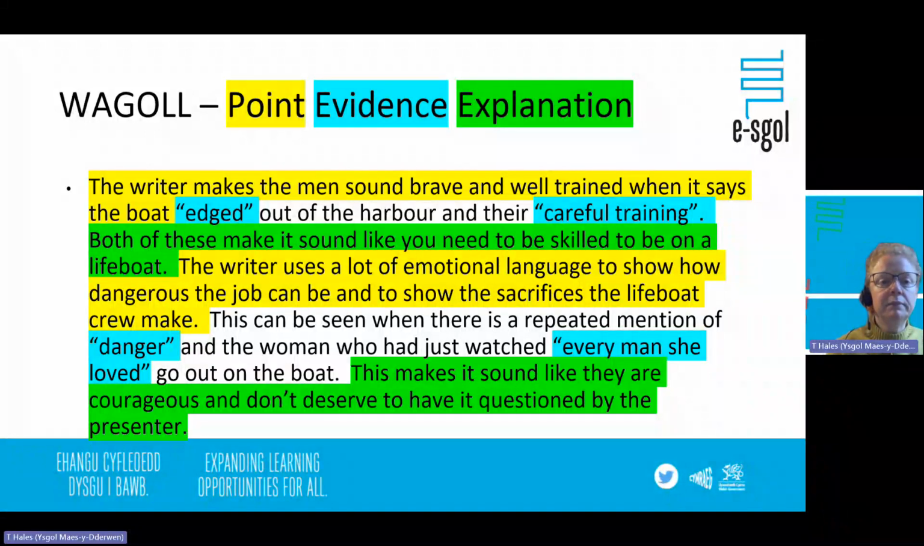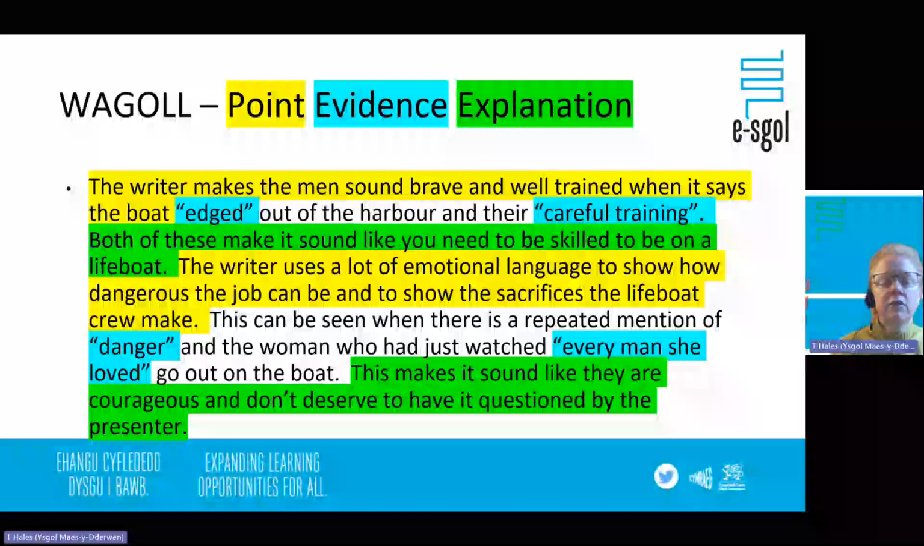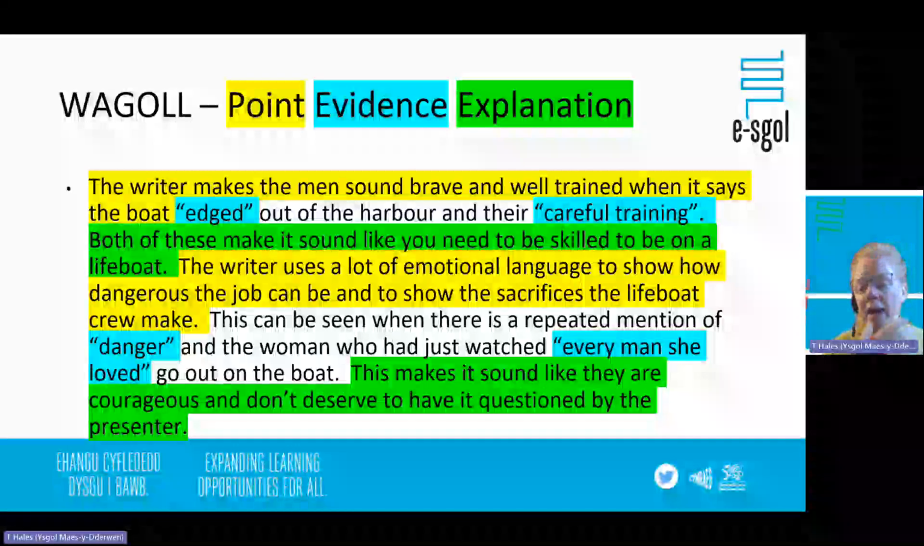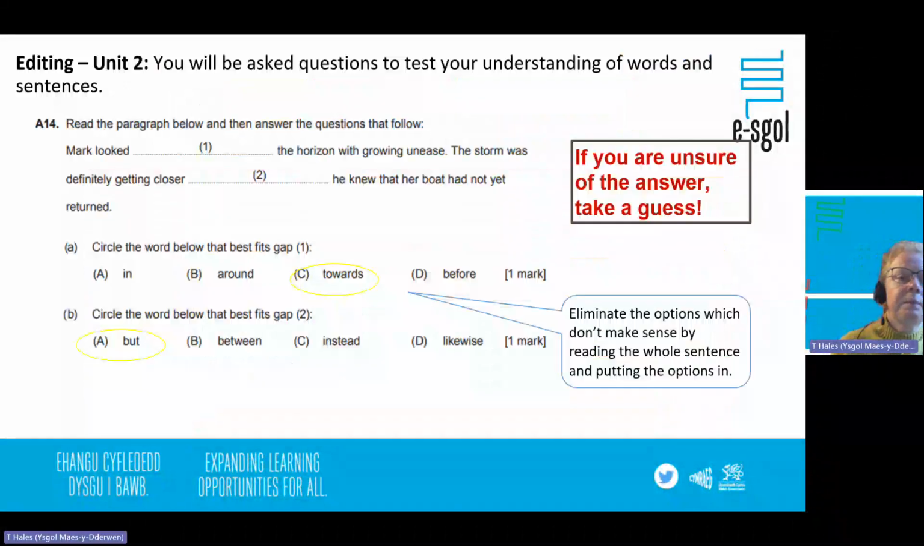Then I've used the second point, which is a technique this time. The writer uses a lot of emotional language. There was a repeated mention of danger and the woman who had watched every man she loved go out on the boat. And then what effect does that have? Makes them sound like they're courageous and they don't deserve to have it questioned by the presenter. Okay, so you'd do that then 10 times. So you'd have 10 of those points, evidence and explanations linked together if necessary, or just 10 separate points. It doesn't really matter as long as you've got 10 detailed explanations linked to quotes.